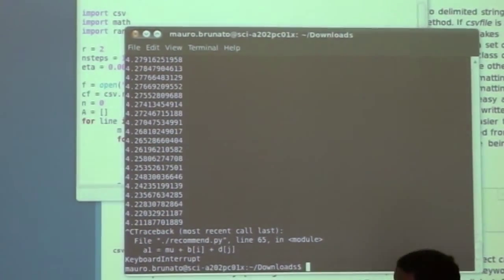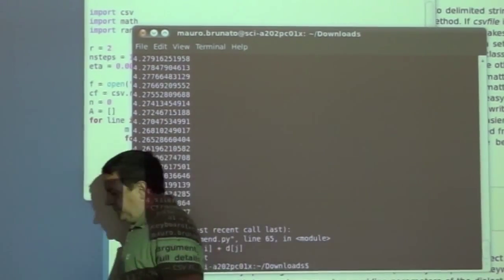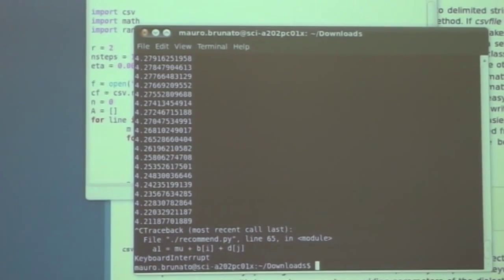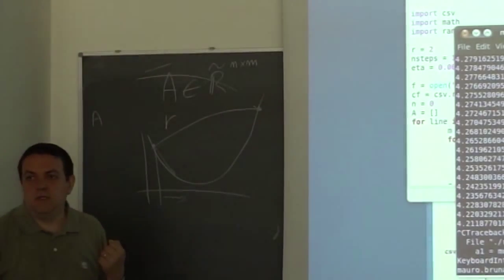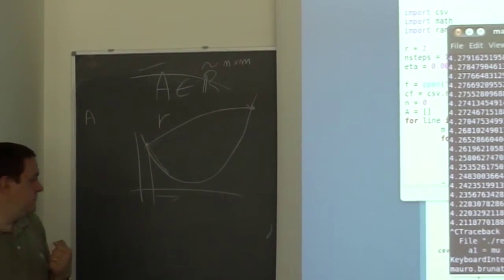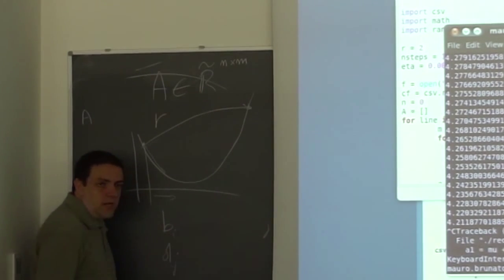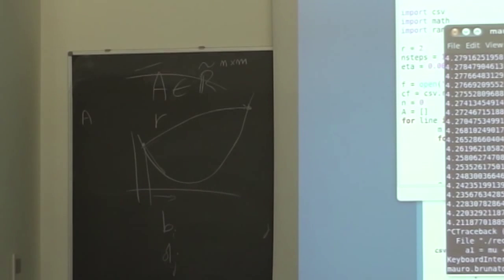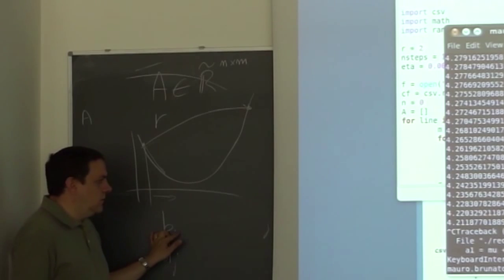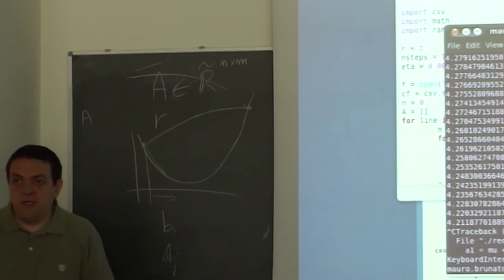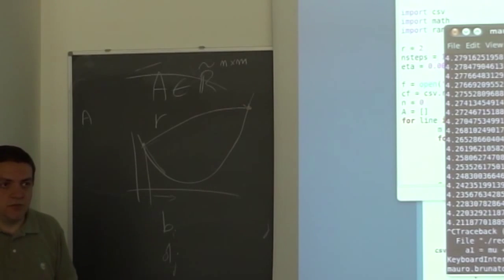Another thing we can do is, okay, here I pre-computed the bi and the dj biases. But actually, rather than pre-computing them as row and column averages, we can also put them in the gradient descent calculation. So consider them variables that we need to determine in the gradient descent step.